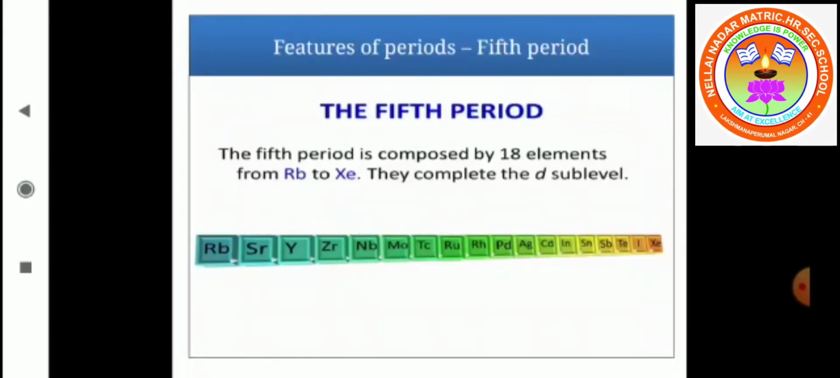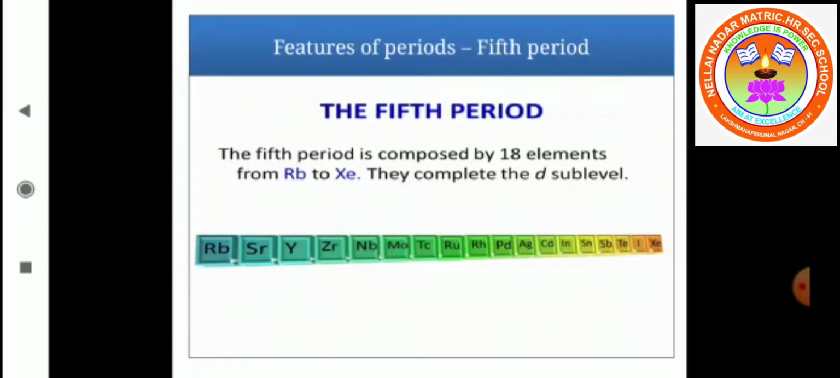Coming to the fifth period of the modern periodic table, from rubidium to xenon. The atomic number of rubidium is 37 and that of xenon is 54. Okay. Let me read the names of the elements that constitute the fifth period of the modern periodic table. Rubidium, strontium, yttrium, zirconium, niobium, molybdenum, technetium, ruthenium, rhodium, palladium, silver, cadmium, indium, tin, antimony, tellurium, iodine and xenon.